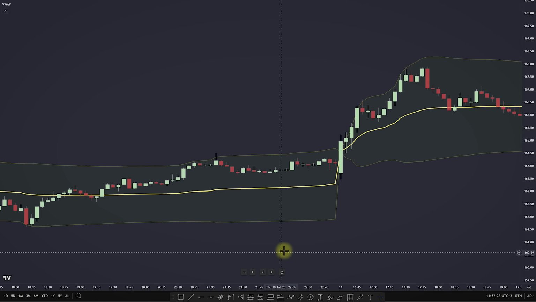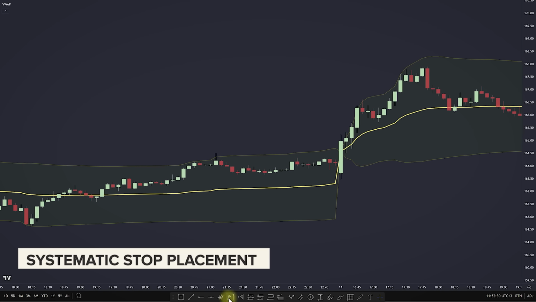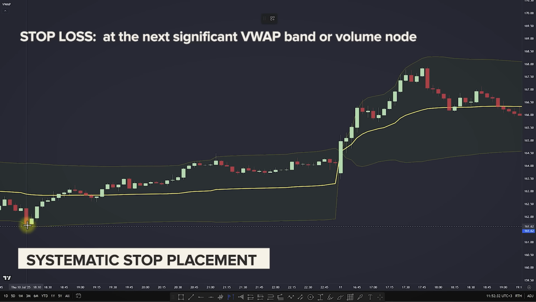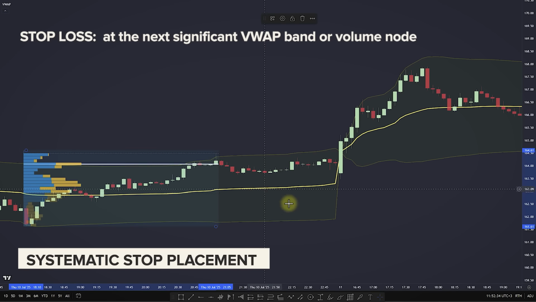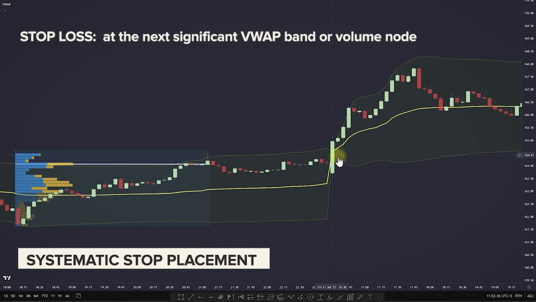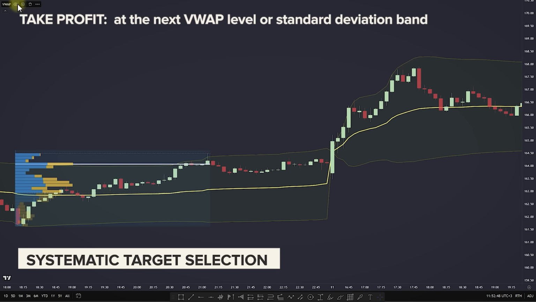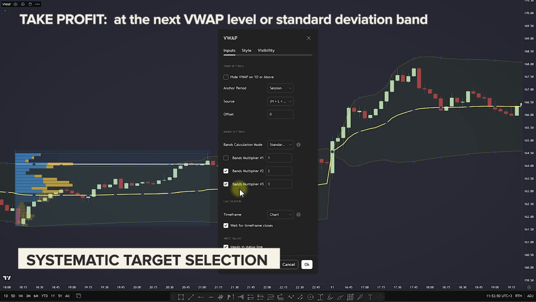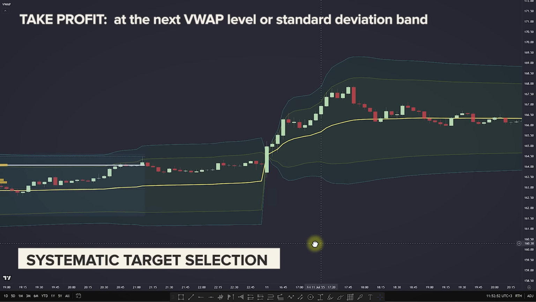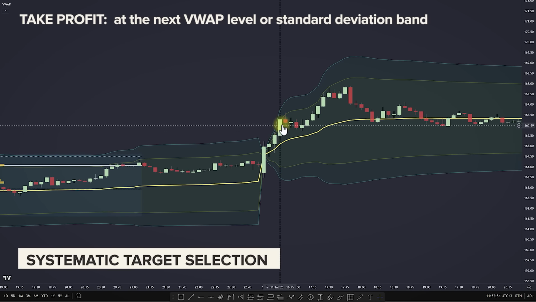Stop-loss placement uses VWAP bands and volume profiles. Your stop goes at the next significant VWAP band or volume node. This ensures you're stopped out only when institutional opinion changes. Target selection follows VWAP logic. Your first target is the next VWAP level or standard deviation band. Your second target is the next volume node.